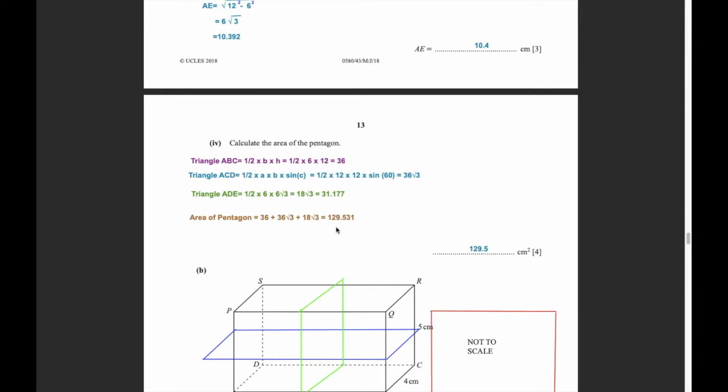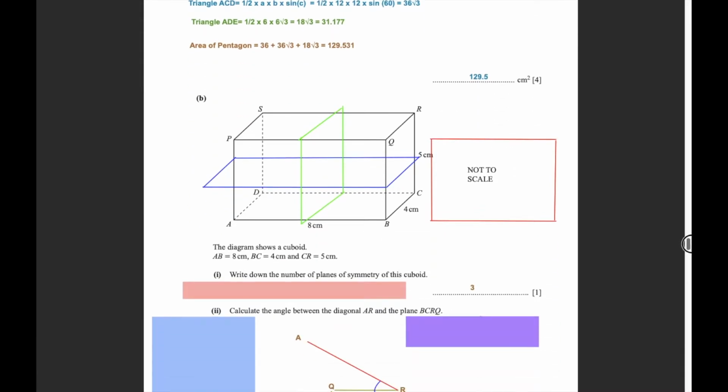Add that all up in your calculator, you get 129.531. Again, I'm going to leave it to 1 decimal place, so 129.5 centimeters squared. Easy 4 marks.